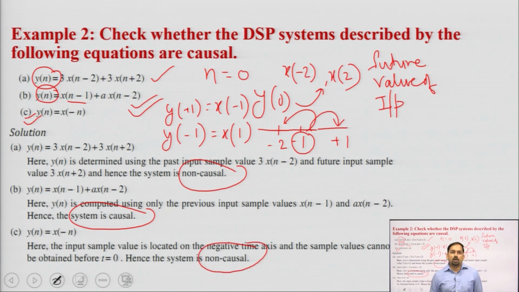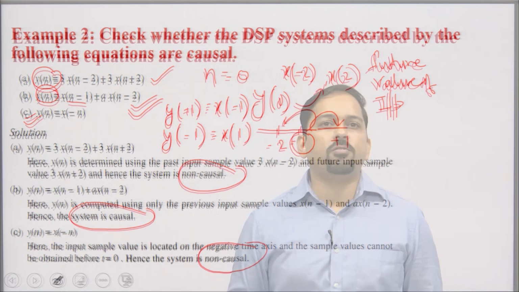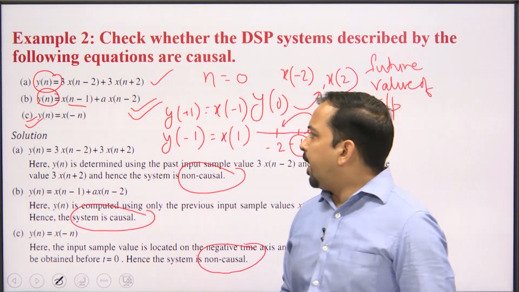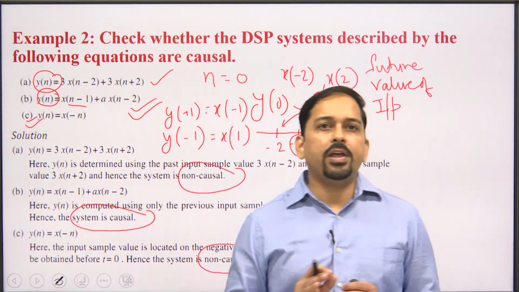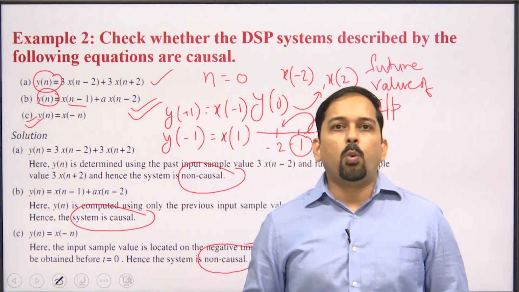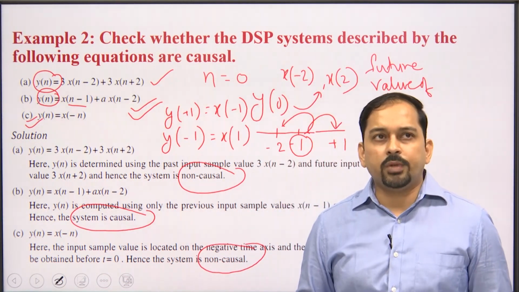So, keep this small thing in mind, that we always need to check some positive values of n, some negative values of n, and also n equal to 0. By checking these 3 cases, we are able to predict whether the system is causal or non-causal.